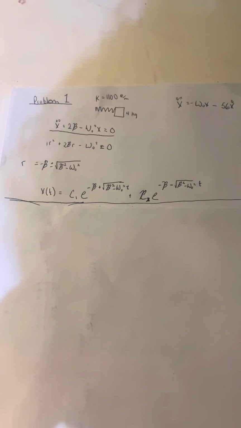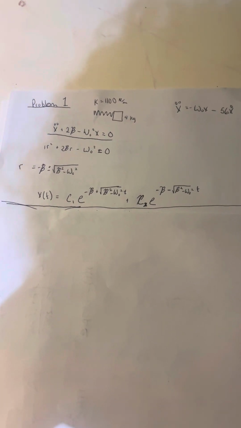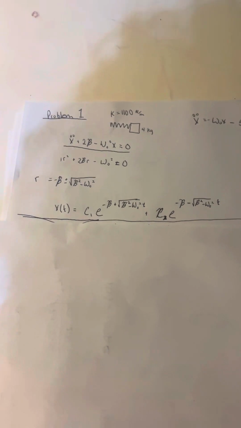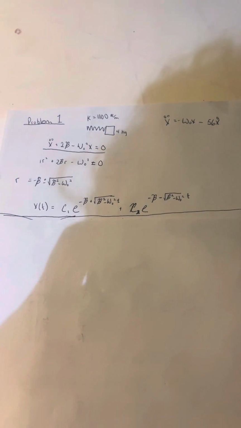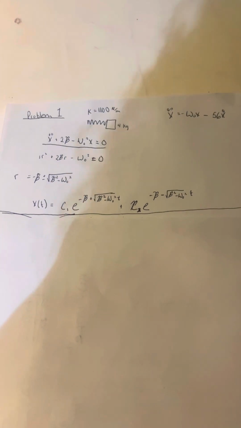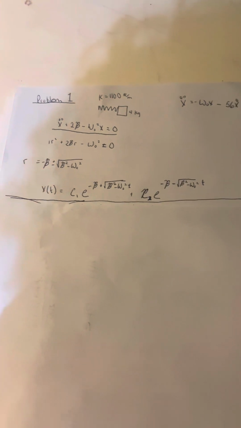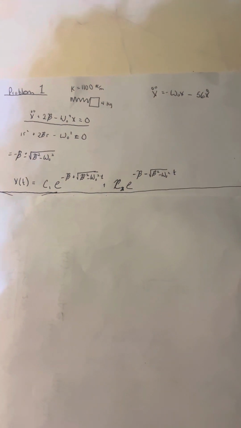So the problem I'm doing is problem 1. It's not in the book, it's the activity of the damped oscillators. It is a spring with a spring constant of 1100 newtons per meter and a mass of 4 kilograms. It has a damping force of negative 56 x dot. So then I set the equation up.